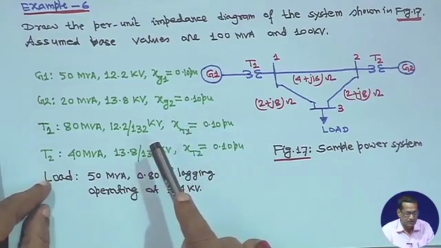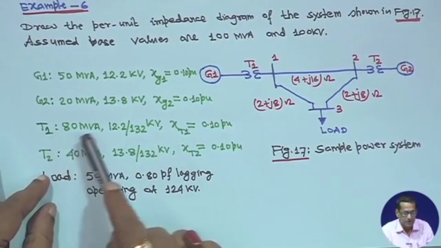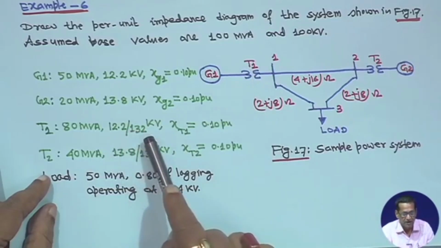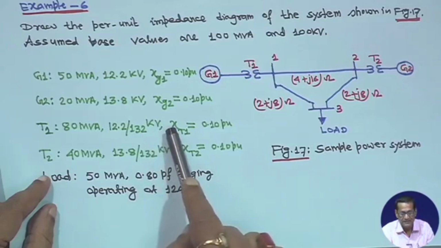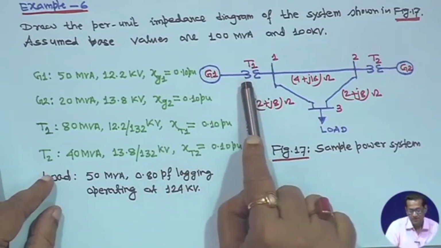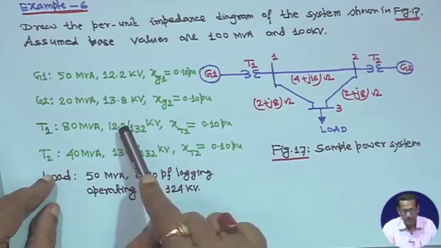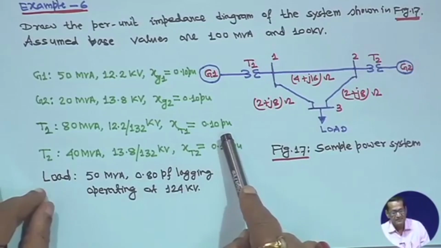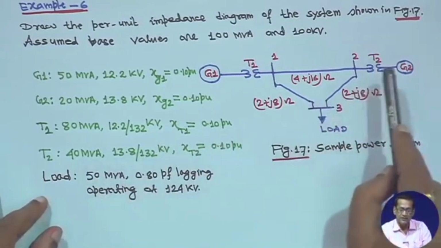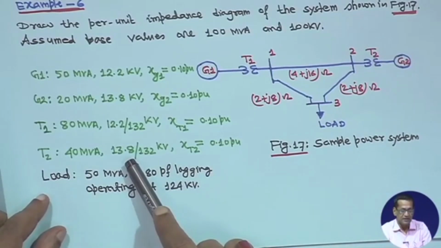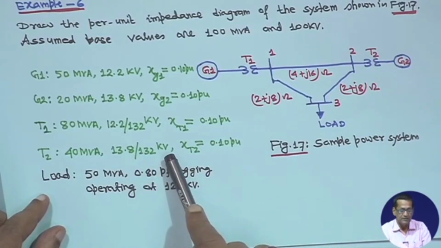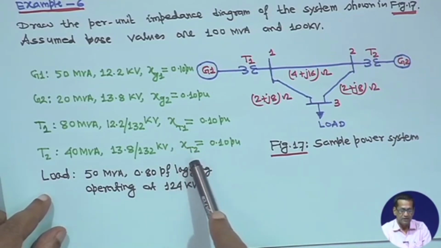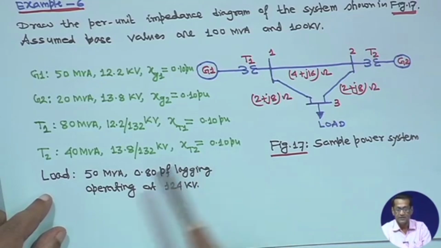Therefore, transformer T1 is rated 80 MVA, that means 12.2 kV on the primary side and 132 kV on the other side. So, the low voltage side is 12.2 kV and this generator is also 12.2 kV, and the other side is 132 kV, that is the line side, and the transformer T1 reactance is 0.10 per unit. Transformer T2 is 40 MVA, 13.8 kV and 132 kV, that is the high voltage side, and its Xt2 is equal to 0.10 per unit.